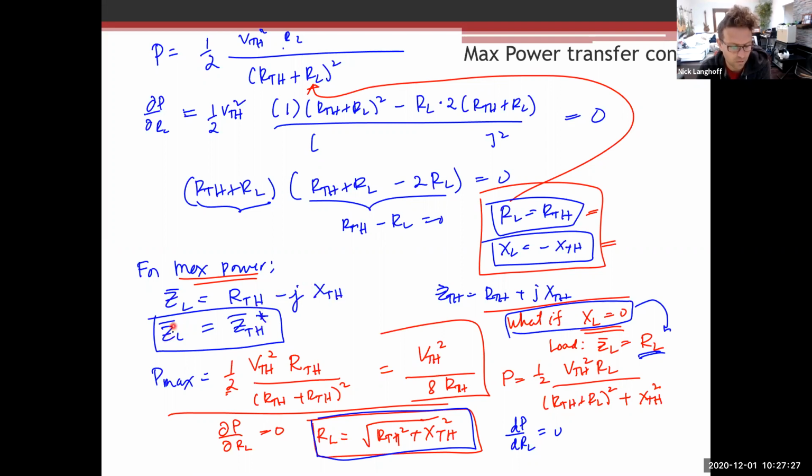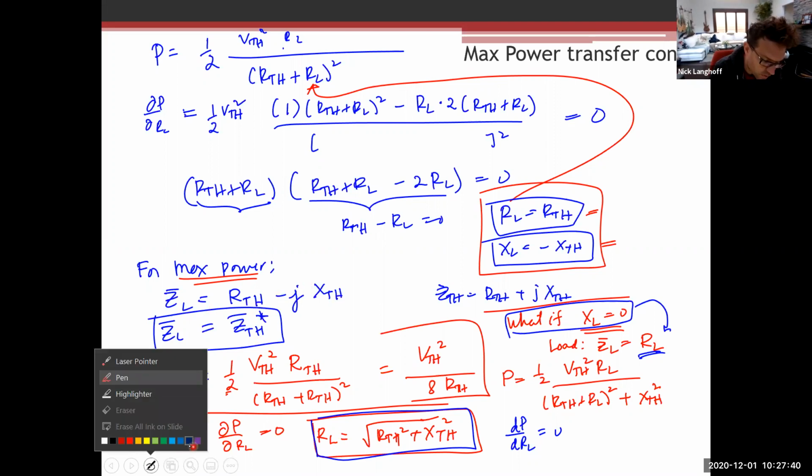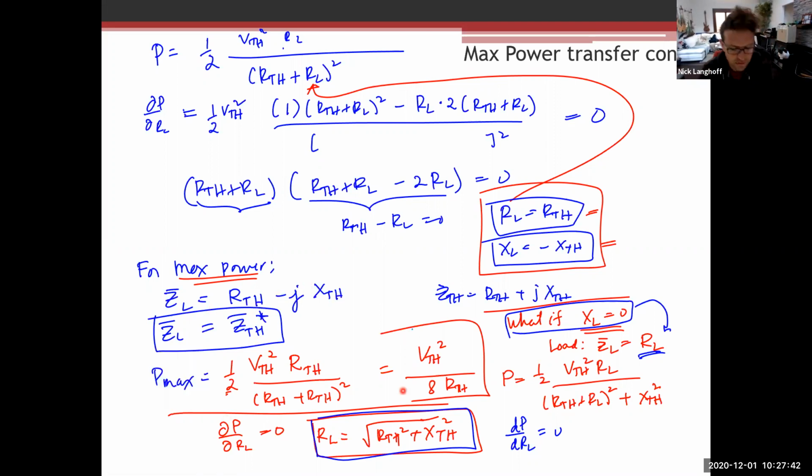Essentially, that's the complex conjugate of Z Thevenin. So ZL for maximum power should be set to the conjugate of Z Thevenin. And that's the takeaway. How much power is actually transmitted if you in fact connect a load that has the complex conjugate of the Thevenin impedance?